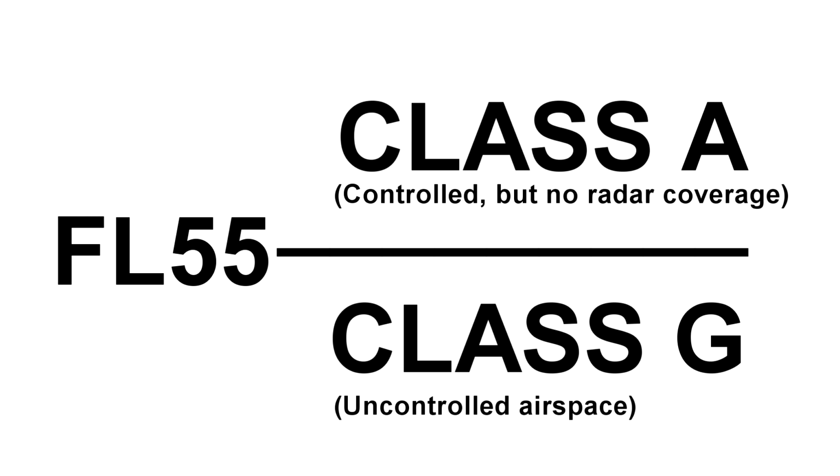Now in the oceanic region, all airspace above flight level 55 is Class A, so controlled airspace, and everything below it is Class G, or uncontrolled airspace. But do keep in mind there's actually no radar coverage over the water, but it's still controlled airspace because you have to keep in touch with the radio.